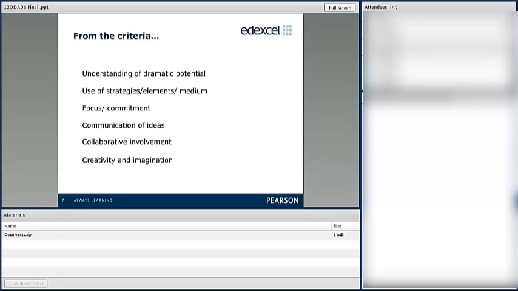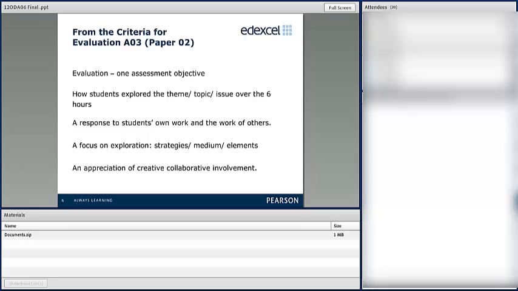I'm sorry, I've jumped ahead, I think. So back to the idea about the response to students' own work and the work of others. In terms of examples, they tend to be very general. If students are only writing about what we did, they may cover generally the idea of my own work and the work of others, but they're not going to hit it specifically enough to meet the criteria at a sufficiently high level to generate a high level mark.